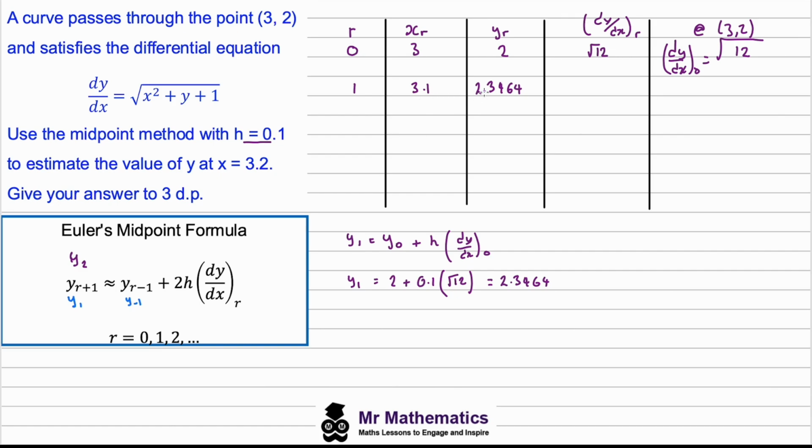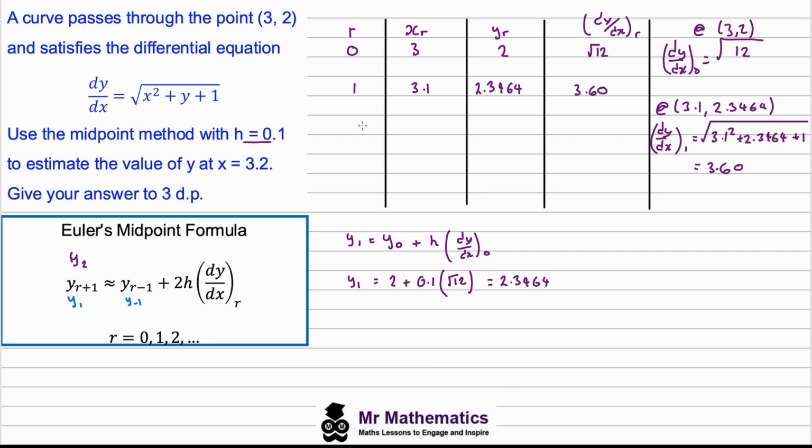And now we've got x1 and y1, we can work out the gradient at this point. So at 3.1 and 2.3464, we know dy by dx will be the square root of the x squared, so 3.1 squared, plus y plus the 1. And we can work this out to 2 decimal places, we get 3.60. So I'll put this into our table.